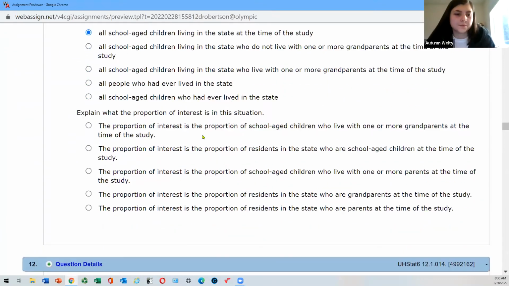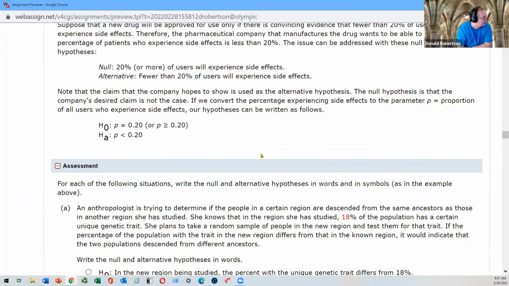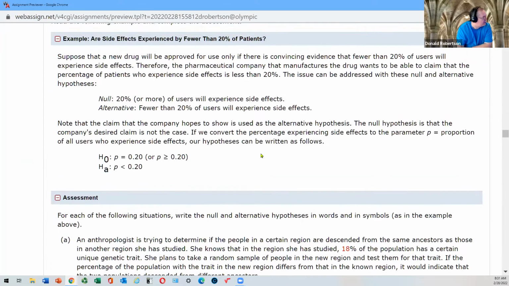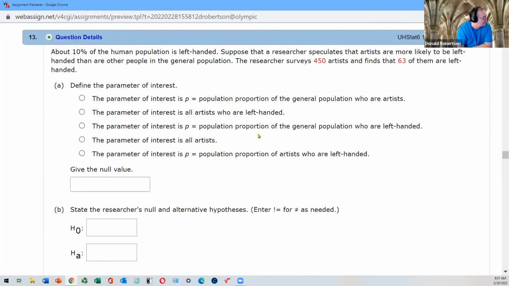Now, the population of interest then is the proportion of school-aged children who live with one or more of their grandparents. So it's that one. So that's the population. The proportion comes from the sample. And this one here is very similar, so I'll let you go through that one yourself.